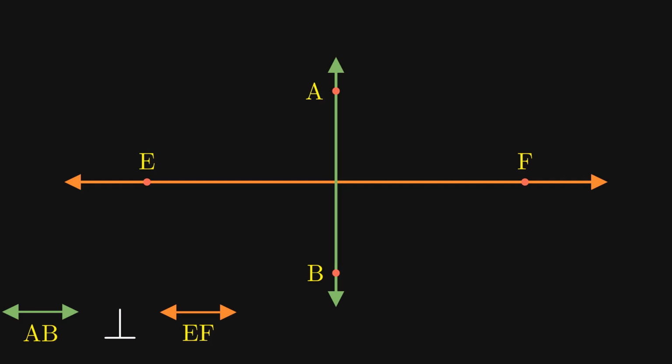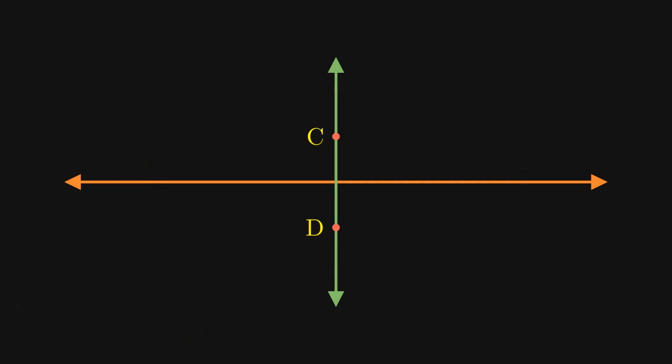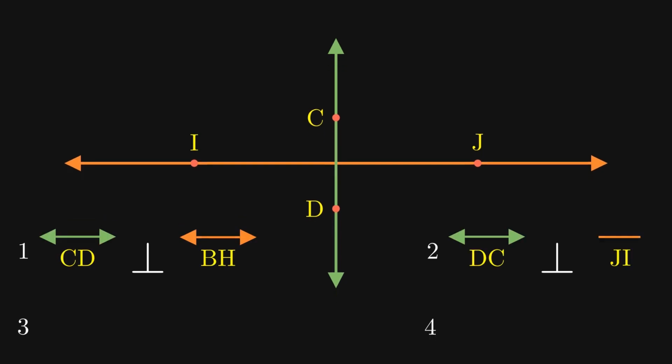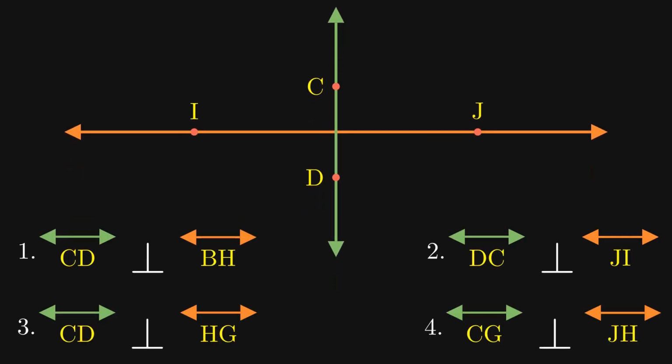Now, say that we have the points C and D on the green line, and the points I and J on the orange line. Which of the following options correctly indicates that these two lines are perpendicular? And remember, to name a line, you need any 2 points on the line.